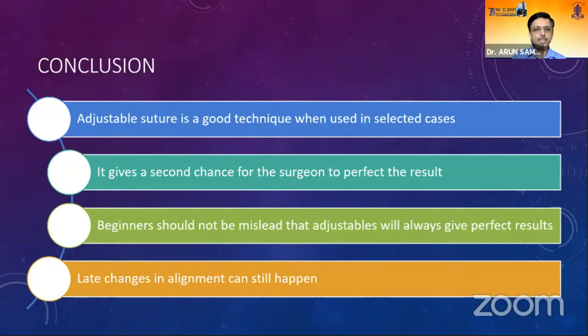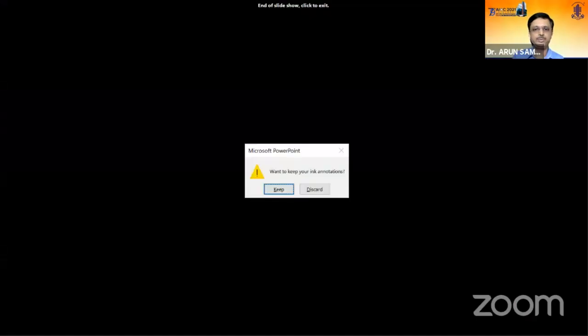So in conclusion, adjustable suture is a very good technique in selected cases. It gives a second chance for the surgeon to perfect the result. And most importantly, the beginner should not be misled that adjustable will always give a perfect result, because as I said, there could be some changes in the final place where the muscle gets attached and give late changes in the alignment. So in conclusion, I would definitely recommend adjustable suture surgery in the indications which I have just mentioned. Thank you.